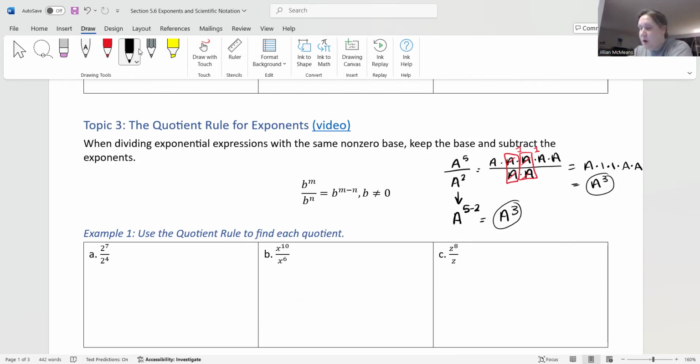For example, oh, that should say example 3. I was copying and pasting and I forgot to fix that. I'm really, really sorry. That should say example 3 so you can fix it on your notes. Example 3 says use the quotient rule to find each quotient.